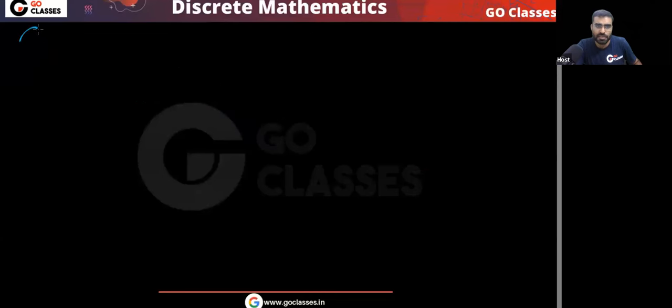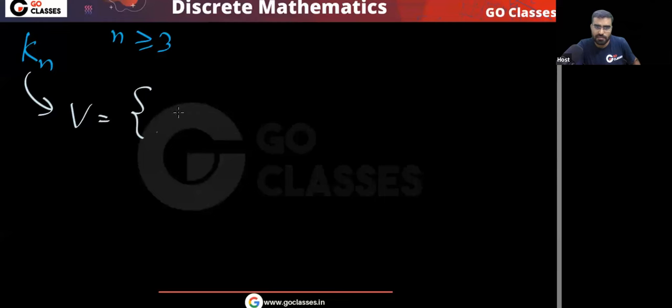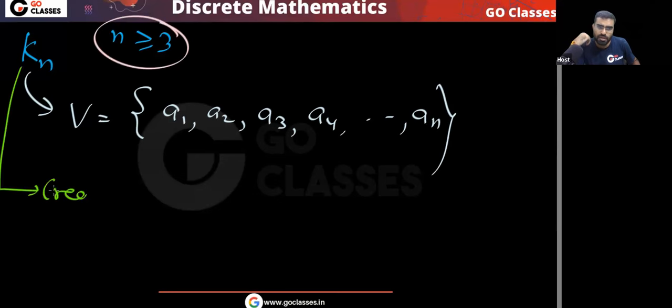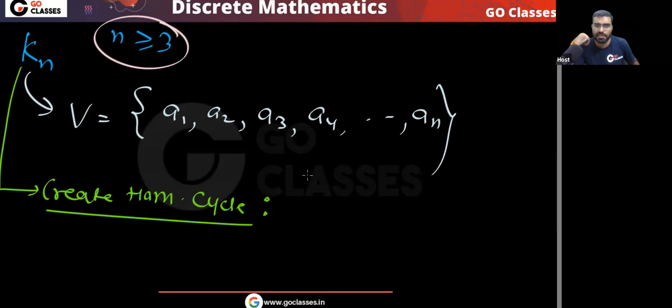For example, let's assume you have a complete graph Kn where n is greater than or equal to 3. Let's assume this is your Kn. The vertices are A1, A2, A3, A4, and so on, An, where the number of vertices is at least 3. Can you create a Hamiltonian cycle? Yes, you can. For example, you can start at vertex A1.